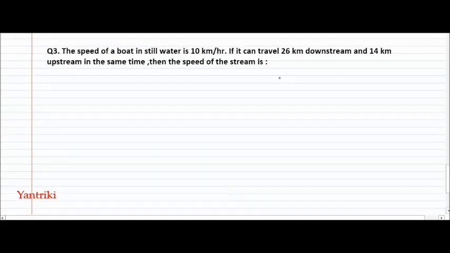So coming to question number 3, the speed of a boat in still water is 10 kilometers per hour. So let us say that x is equal to 10 kilometers per hour. That is, the speed of the boat is given.